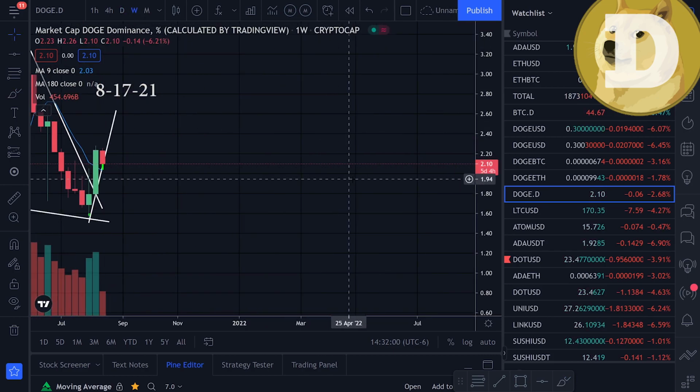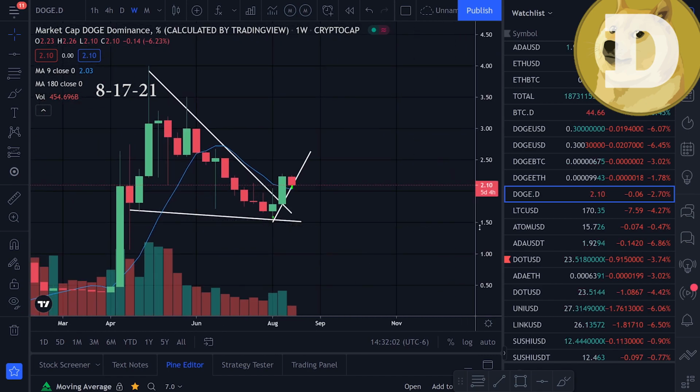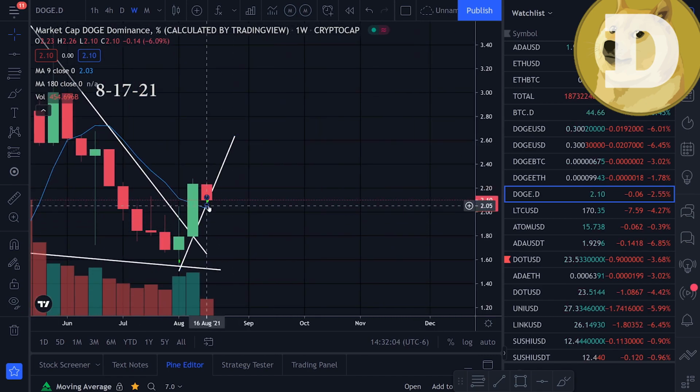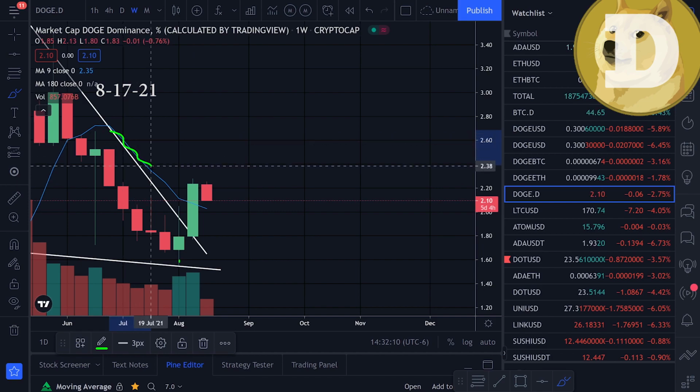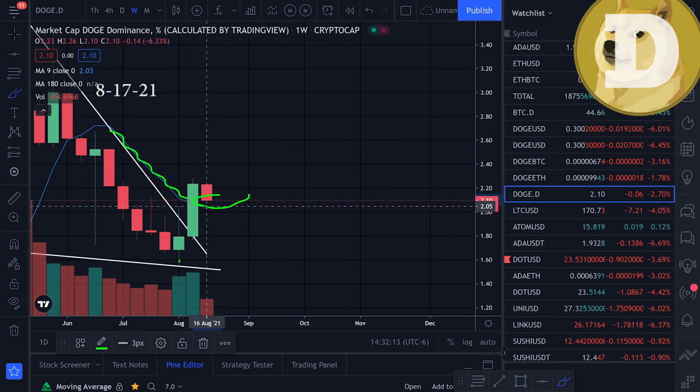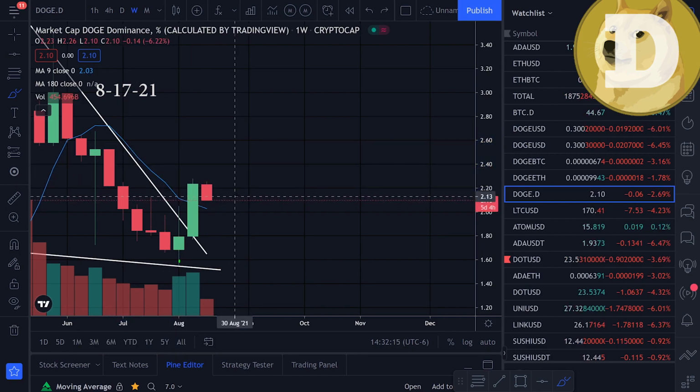So let's go to the weekly time frame. And okay, so let's watch this time frame. This is actually more important anyways. If we go to the weekly time frame, we broke above this 9 moving average right here. And let's see if we can hold support above it. This is going to be a kind of a good signal.